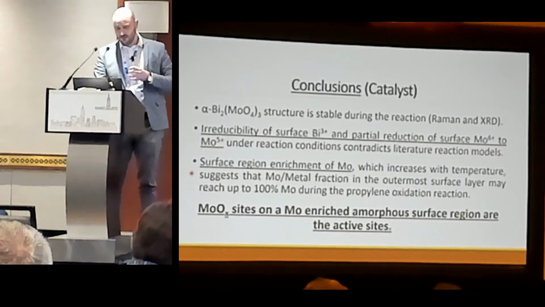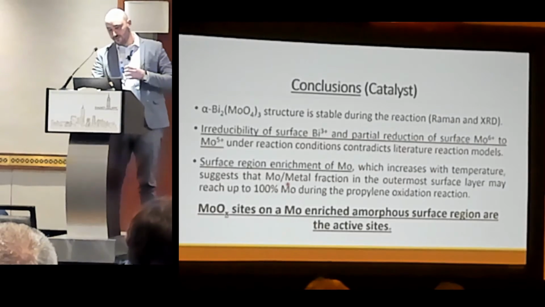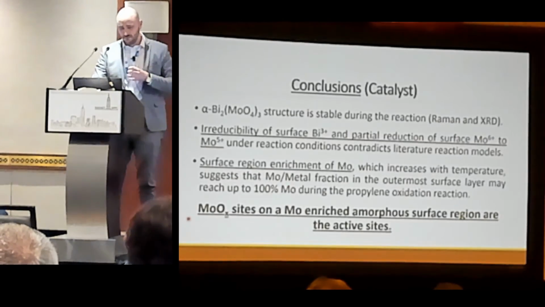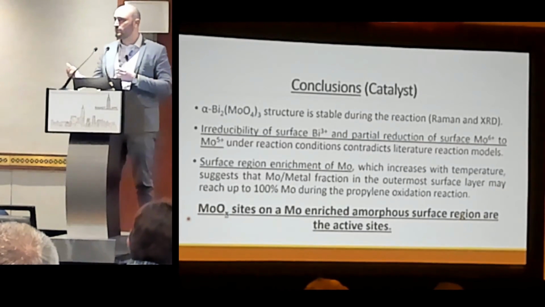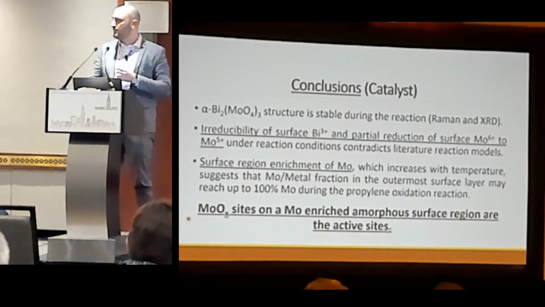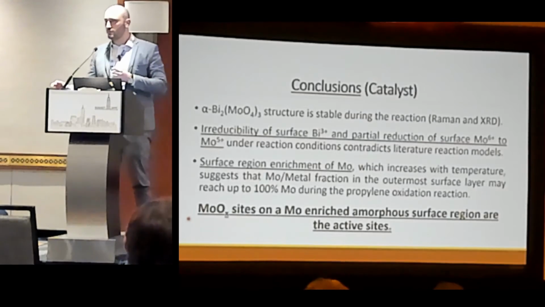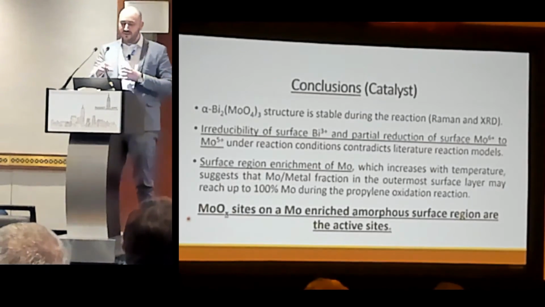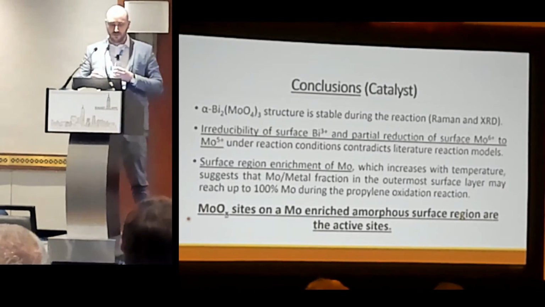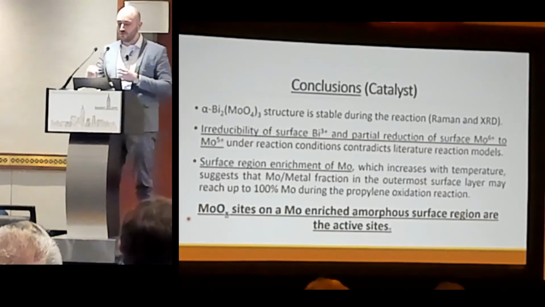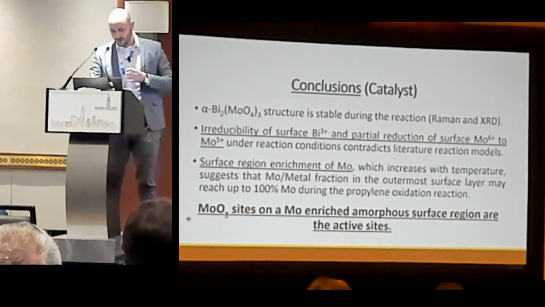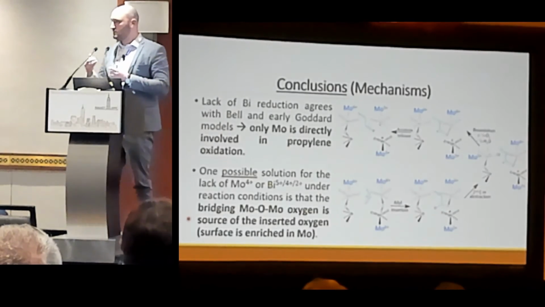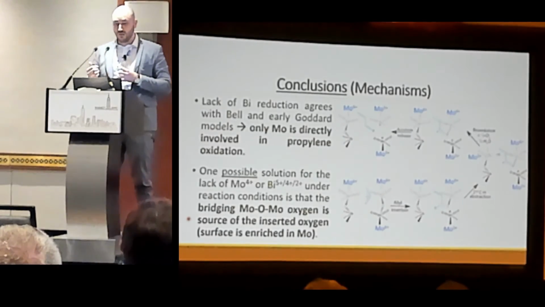Now, taking all of this together along with the SPM, what we see is that instead of the surface we thought we had, which was an extension of the bulk, with bimetallic sites similar to what you'd find in the bulk, what in fact we have are molybdenum oxide sites on a molybdenum-enriched amorphous surface layer, which are the active sites.